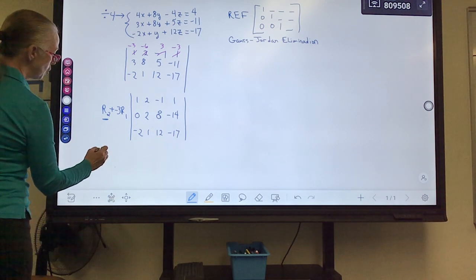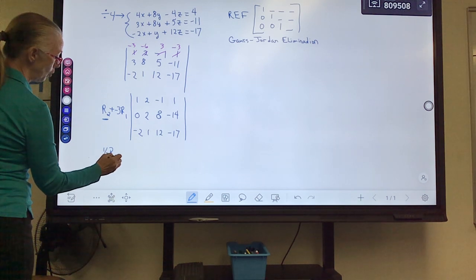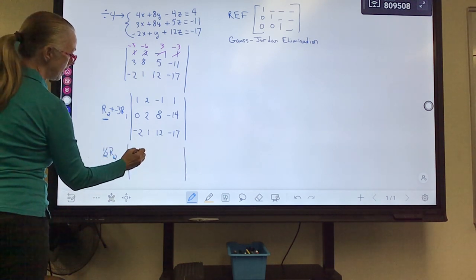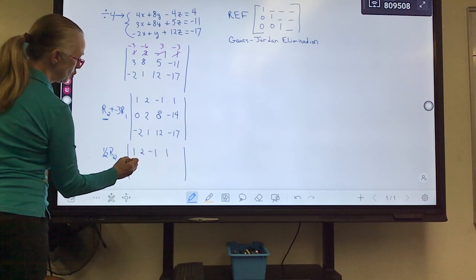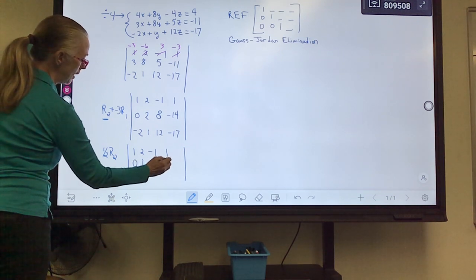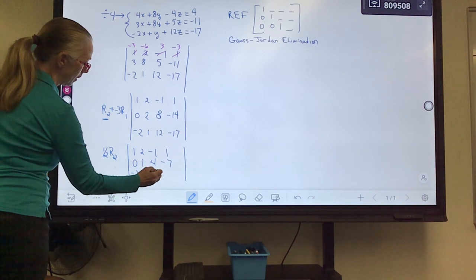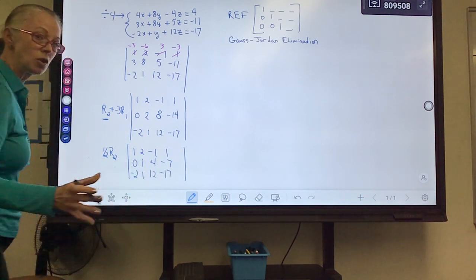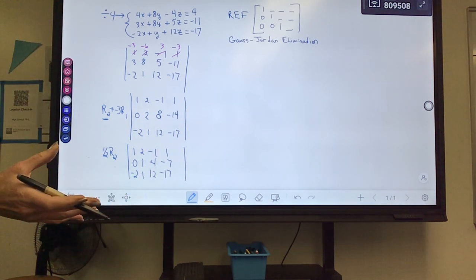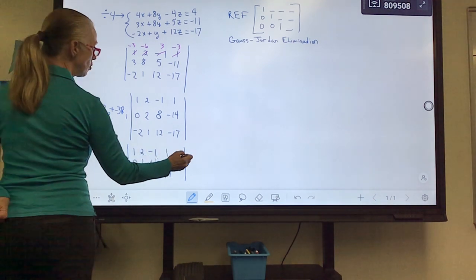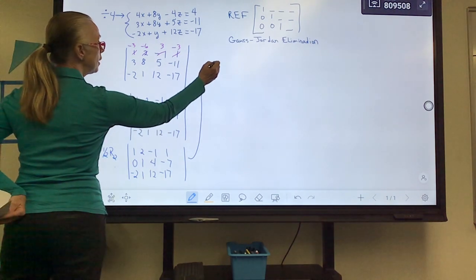I'm going to say row 2 can be 1/2, dividing it by 2, of row 2. And so the only thing I'm changing is row 2. So row 1 stays the same, row 2 is going to be 0, 1, 4, negative 7. And row 3 is going to remain the same. That's just a little trick to help you simplify the numbers that you're working with. So I'm going to take this matrix and move here.